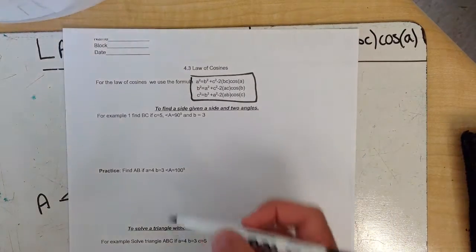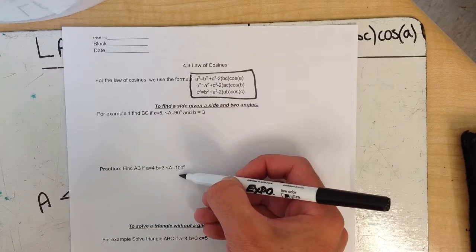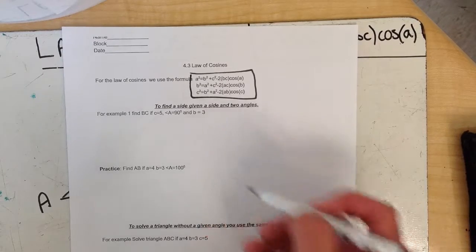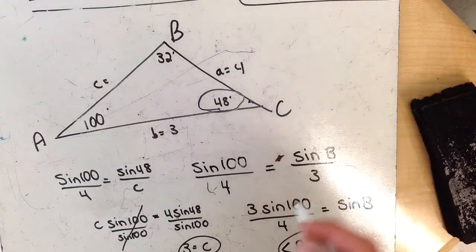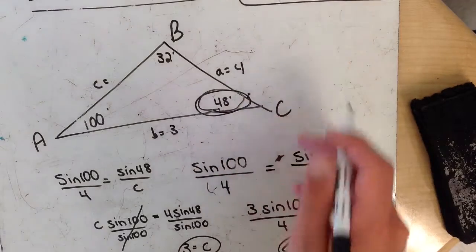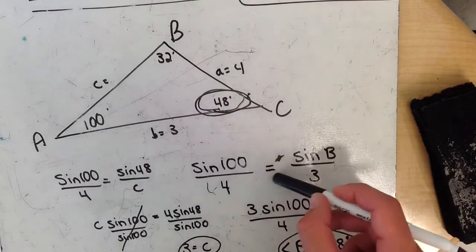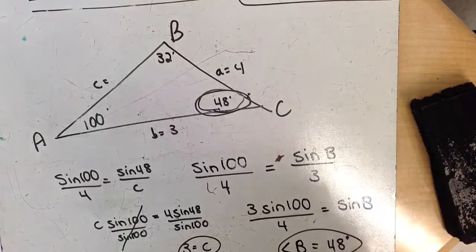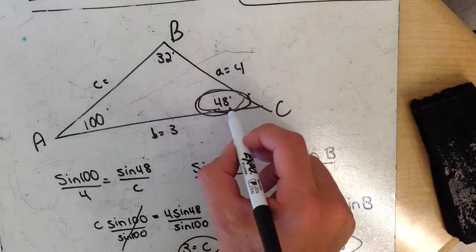Now on your own, try the practice problem, which says find AB if A equals 4, B equals 3, and angle A equals 100. For this practice problem, we're actually going to go back to law of sines and use law of sines to find angle B. So we use sine 100 over 4 equals sine B over 3, and that comes out to be 48 degrees.